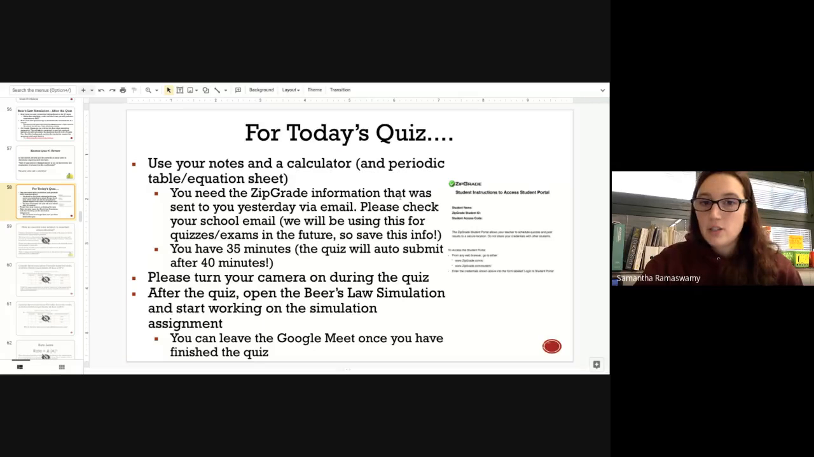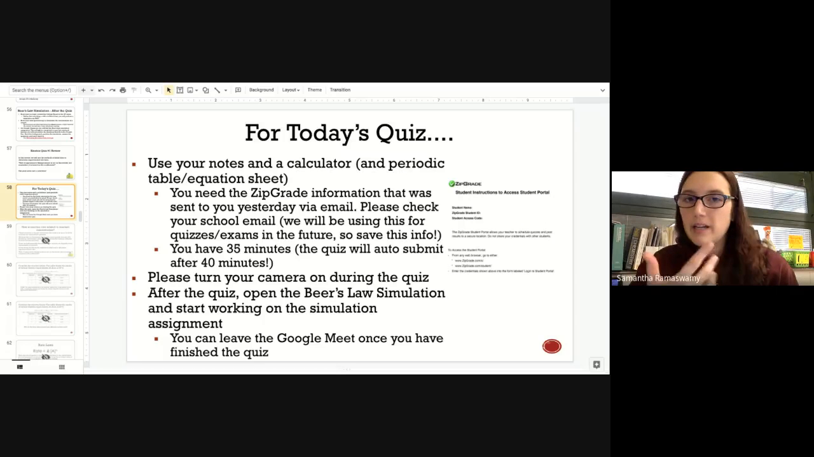So if you haven't checked, make sure to check your school email. We will also be using this in the future, so just save this information somewhere, put it in your AP Chem folder or something. You have 35 minutes for this quiz. The quiz will auto-submit after 40 minutes. So if you're not done after 40 minutes, it will auto-submit. I'm going to give you time updates, so just make sure that you're listening to the time updates.